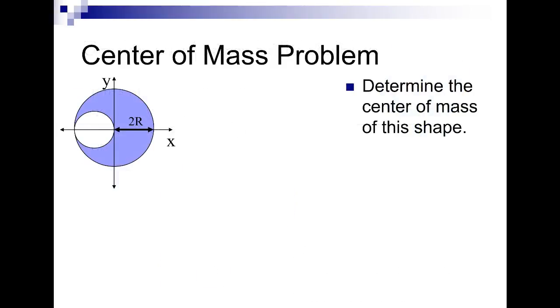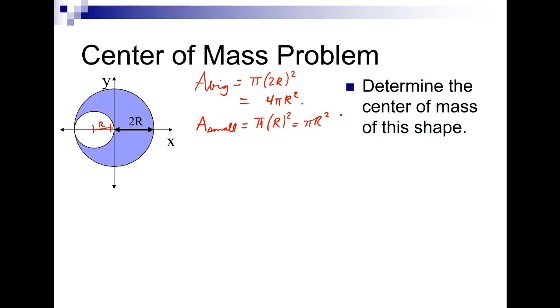Okay, so here's an example. Determine the center of mass of this shape. Okay, well, first of all, if you think about this, the area of the big one, if it was completely filled in, would be pi times (2r) squared, right? So that would be what, 4 pi r squared? And the area of the small one would be pi, and it looks like it has a radius of 1r, so that's just pi r squared.